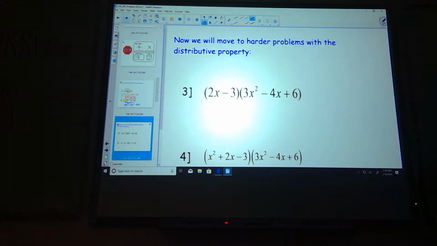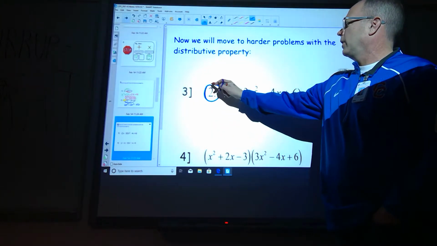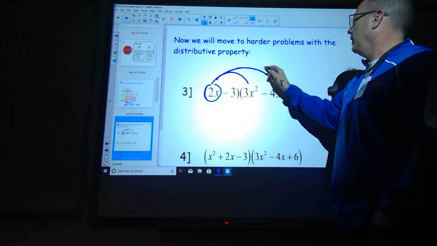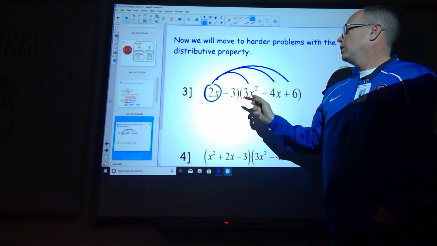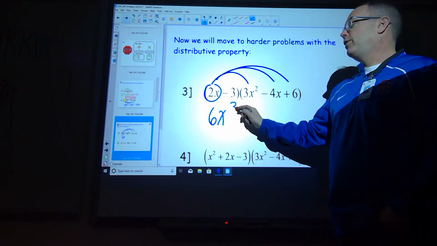Alright. Let's see. Problem number 3. We have 2 things to distribute over the parentheses. I'm going to distribute 2x over the parentheses first. So that comes here, here, and here. So 2x times 3x squared is 6x to the third.